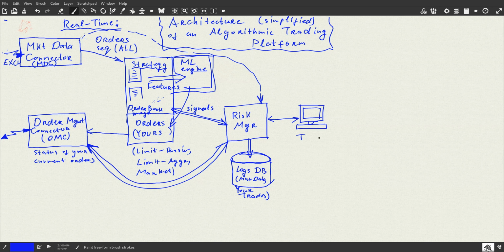So this is the trader's monitor. Although we're talking about fully automated algorithmic trading operations in this case, through the market data connector, strategy, machine learning engine, order management, and so on, this is still obviously monitored somehow by a human who, although not capable of making microsecond or millisecond level decisions, is still reviewing the overall progress and the overall performance of a trading strategy.